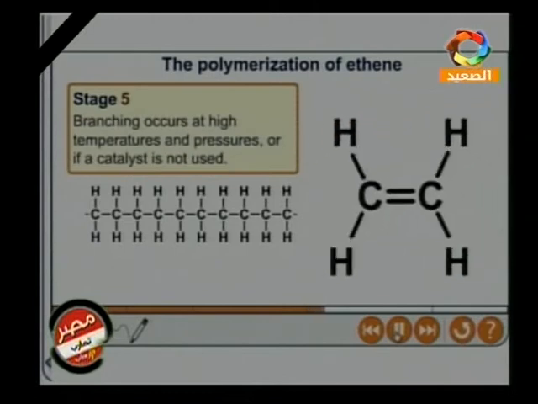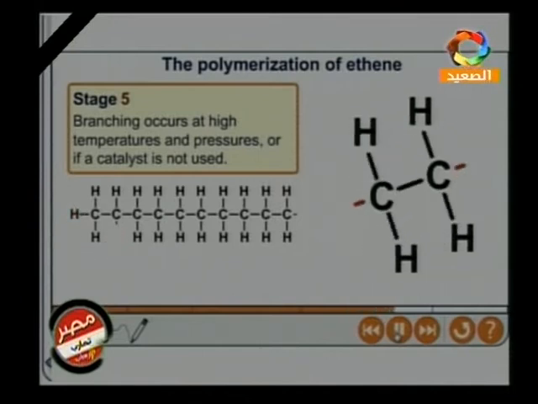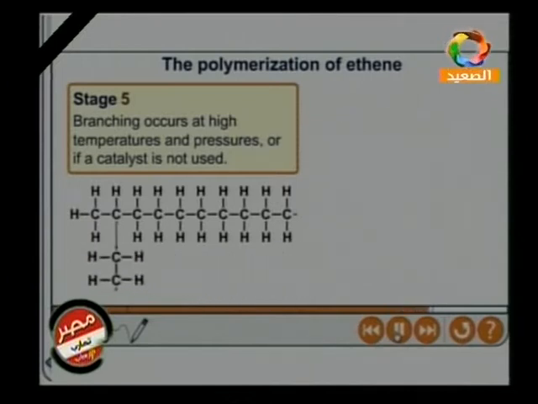And we have another stage: branching occurs at high temperature and pressure, or with the catalyst that we use, the phenol here, to make one hydrogen atom move away from the carbon, and another molecule of ethene makes a connection with the carbon atom here to open another chain, perpendicular to the first one.